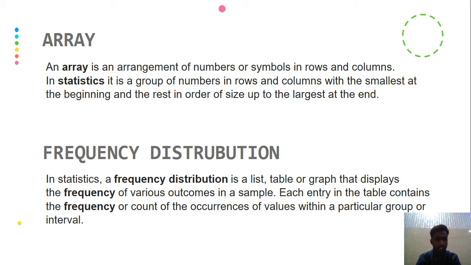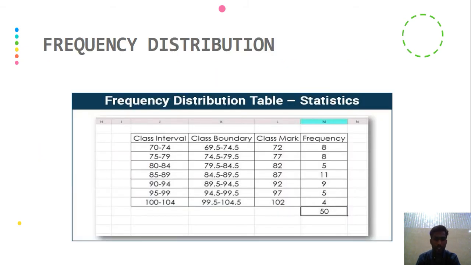Frequency distribution. So what is frequency distribution? In statistics, a frequency distribution is a list, table or graph that displays the frequency of various outcomes in a sample. Each entry in the table contains the frequency or count of the occurrences of values within a particular group or interval. Here is a frequency distribution table, you can see.